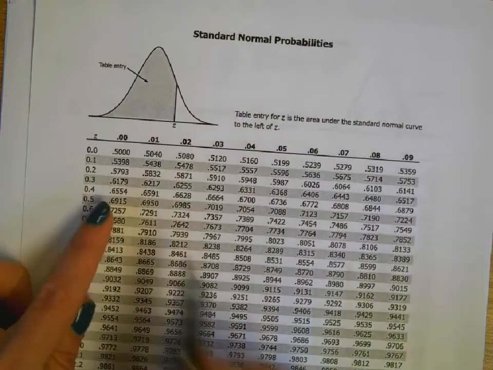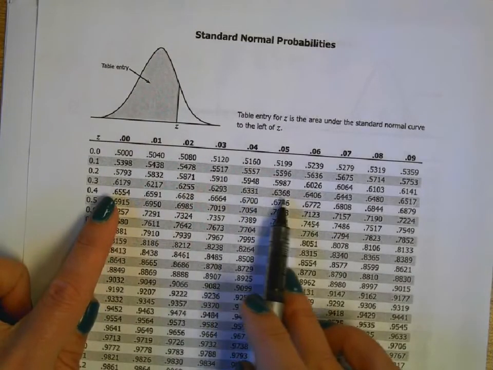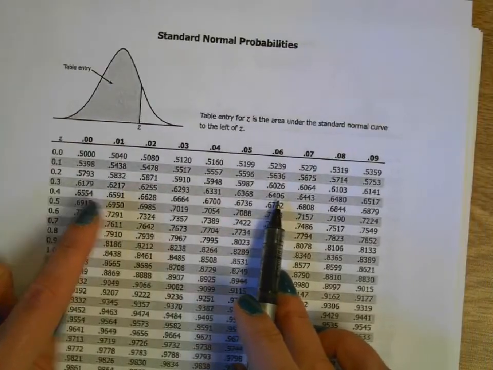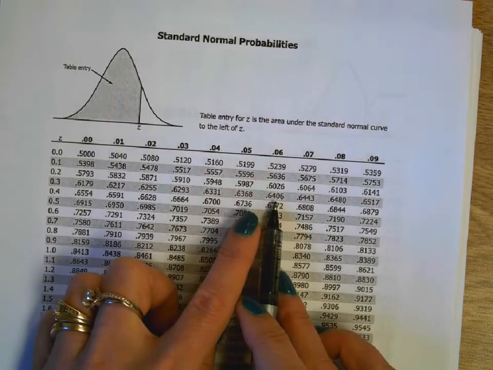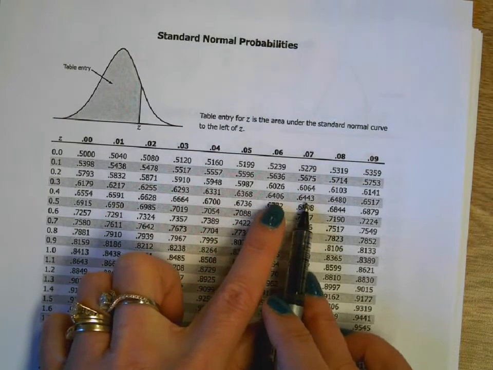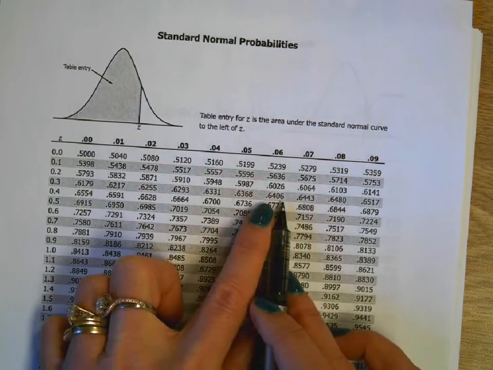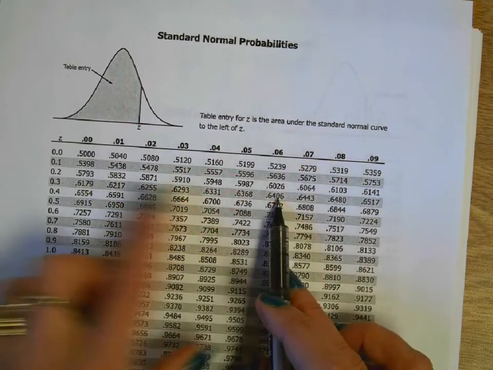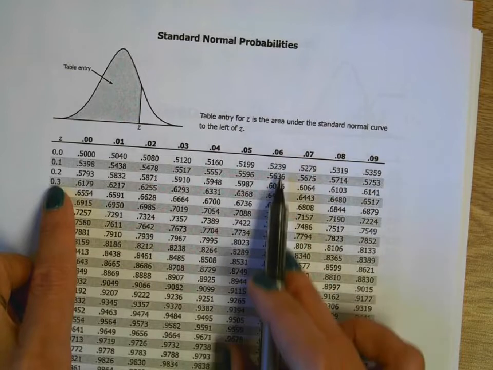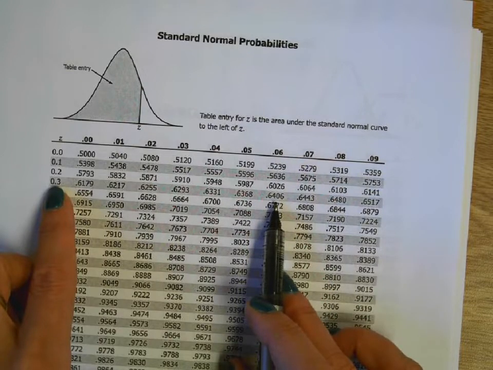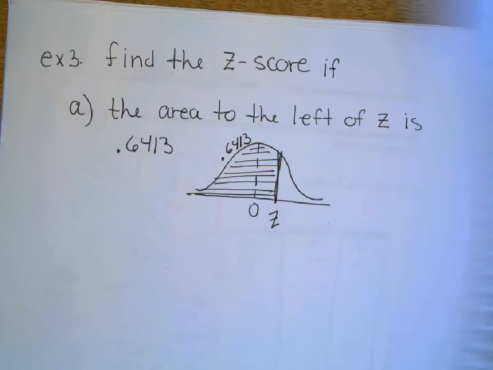6413. Let's see, where are we at? 6, 4. Okay, here's my 6, 4. Here's the one that's smaller. Here's the one that's bigger. So I don't get 6413 exact. Agree? Which one is it closer to? Is it closer to this one or closer to this one? Oh, so it's going to be a z-score of 0.36. Good? Yep. Okay, so the z-score would be 0.36.